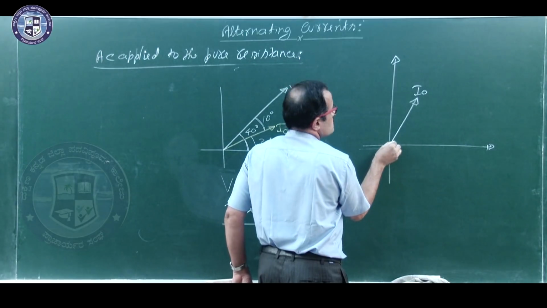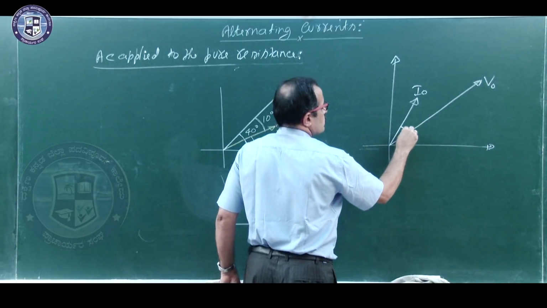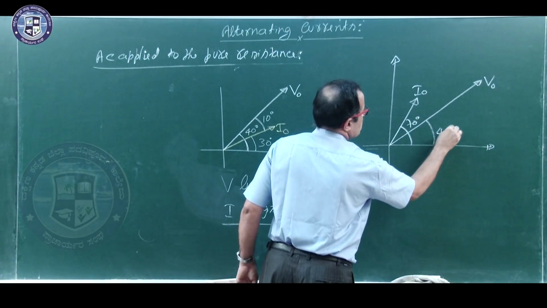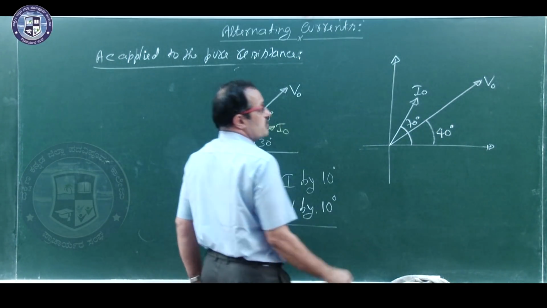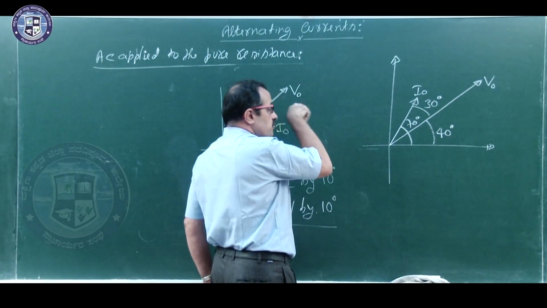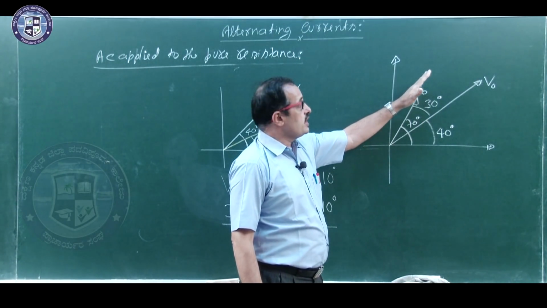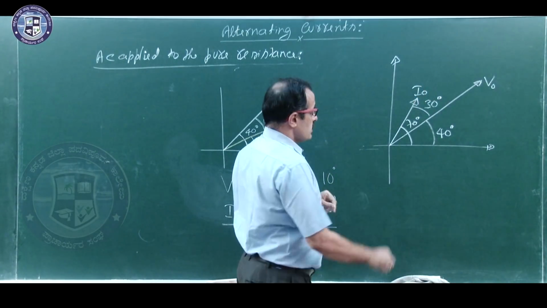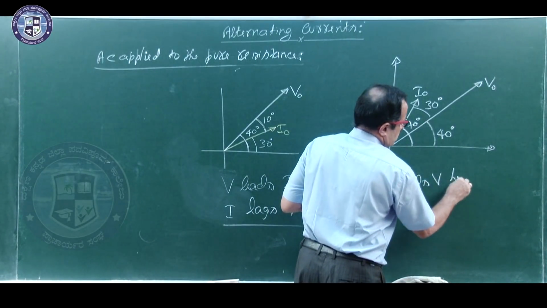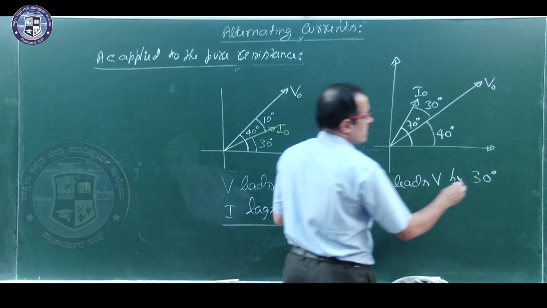I naught, it is V naught. Let us say it is 70 degree and it is 40 degree. So, what is the difference between them? Difference is 30 degree. Now, tell me who is leading? I is leading V by how much? 30 degree. So, I leads V by 30 degree or pi by 6 radian.